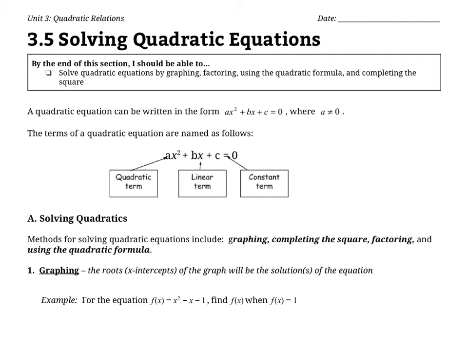In this lesson, we're learning how to solve quadratic equations by 4 different methods: graphing, factoring, using the quadratic formula, and by completing the square. So these are 4 different tools that are in your tool belt to be able to solve quadratic equations. And remember, quadratic equations have a degree of 2. So in this example here, we've got 3 terms. Here's our quadratic term, degree 2, linear term, degree 1, and our constant term, degree 0.